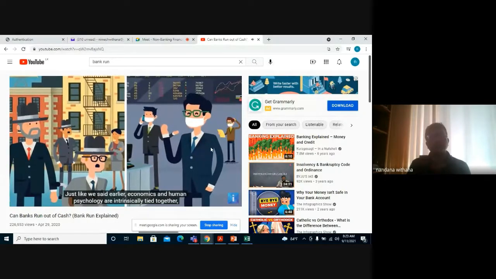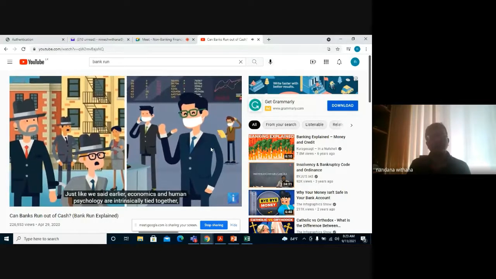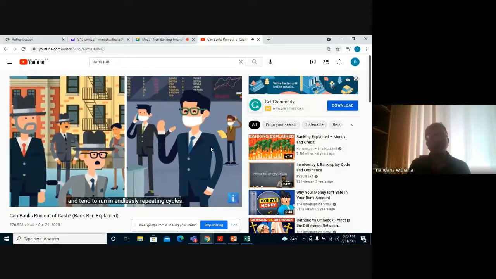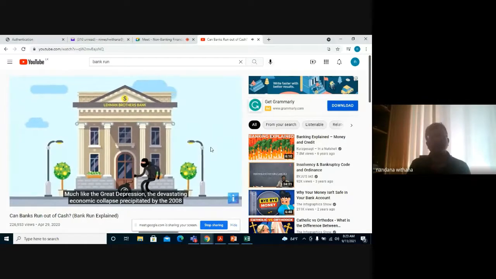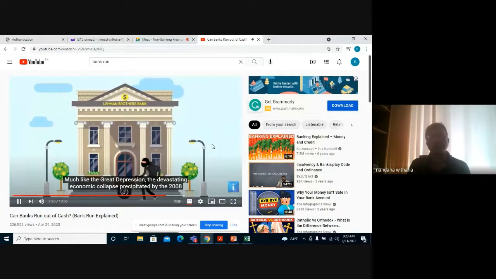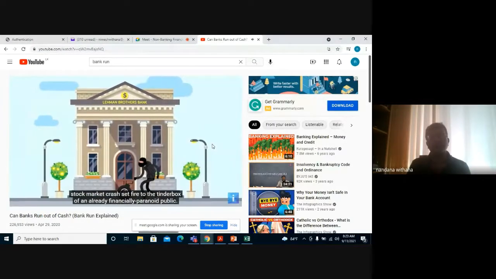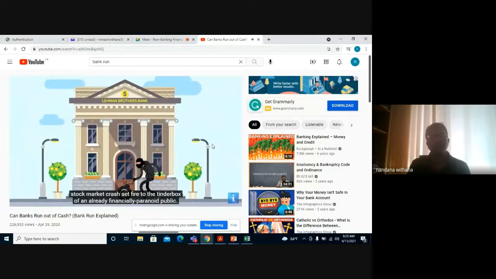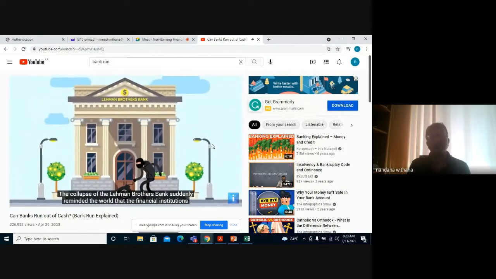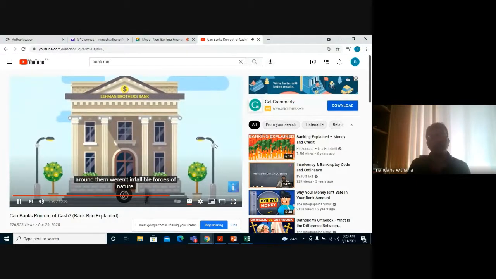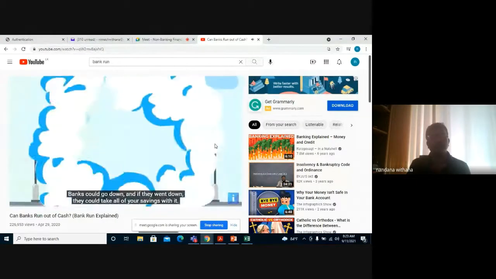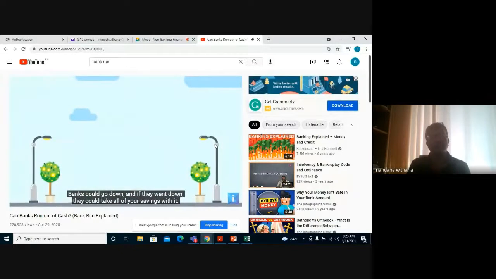Just like we said earlier, economics and human psychology are intrinsically tied together and tend to run in endless repeating cycles. Much like the Great Depression, the devastating economic collapse precipitated by the 2008 stock market crash set fire to the tinderbox of an already financially paranoid public. The collapse of the Lehman Brothers Bank suddenly reminded the world that the financial institutions around them weren't infallible forces of nature. Banks could go down, and if they went down, they could take all of your savings with it.